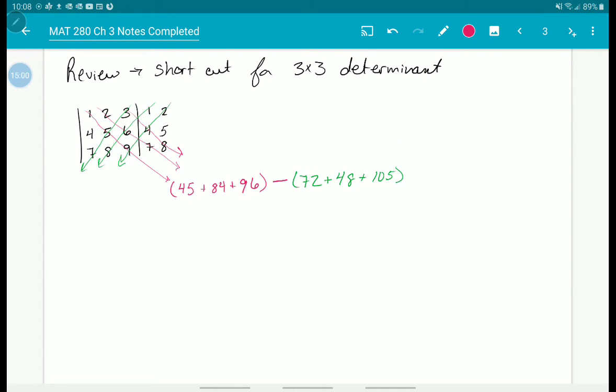So if I were to add 45 plus 84 plus 96, I get 225. And if I add 72 plus 48 plus 105, I also get 225. And 225 minus 225 is 0. So the 3x3s are nice because there is a shortcut method. It doesn't matter to me if you want to do expansion or if you want to do the shortcut. You'll get the same answer either way. So I wanted to review that shortcut with you.